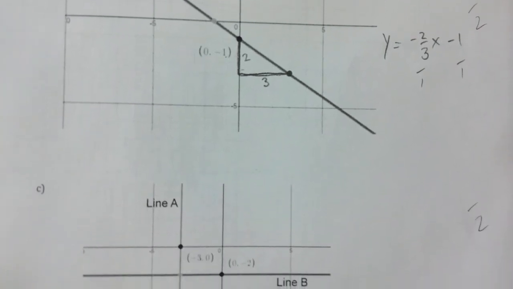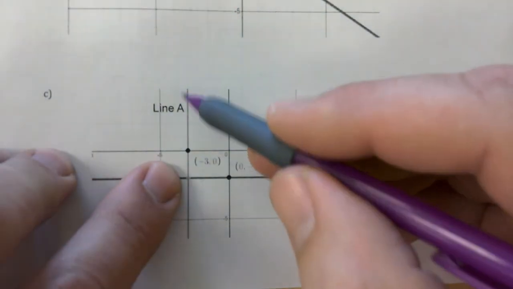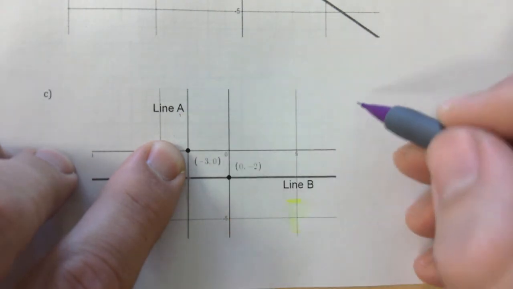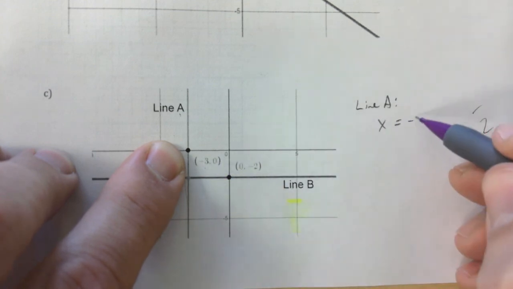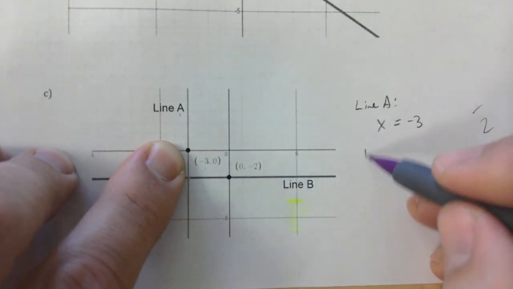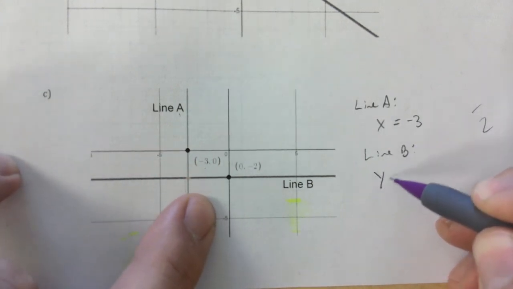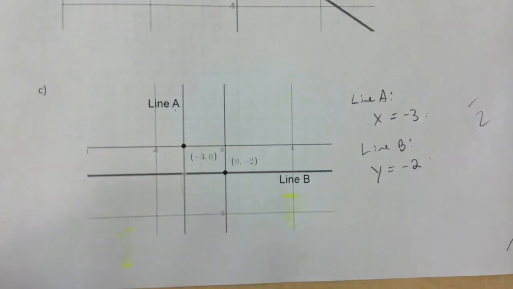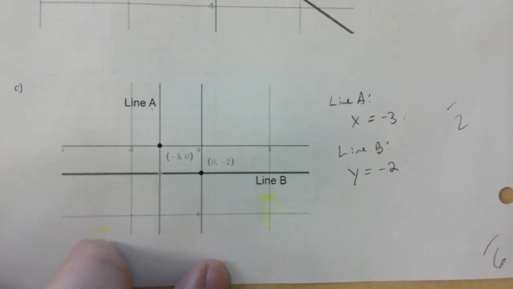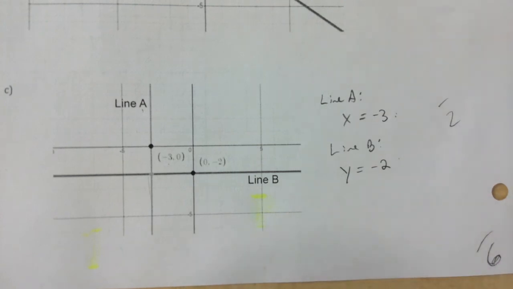Okay, and last but not least, these should be easy to do. This is line A, that's a vertical line. So line A would just be x is equal to -3. And line B would be y is equal to -2. So you get 1 for each of them, making this back page out of 6. So tally it up, it's out of 17, and then I'll ask you to submit it.